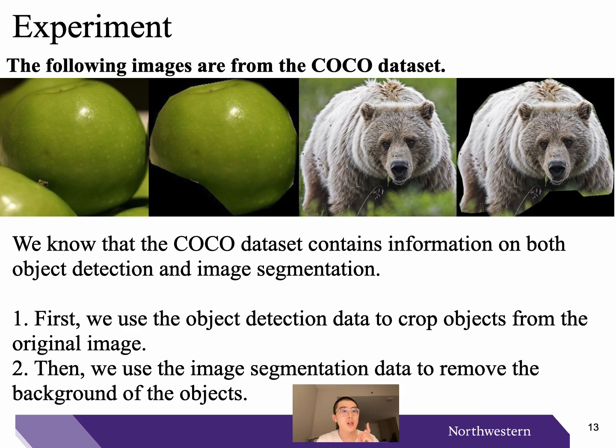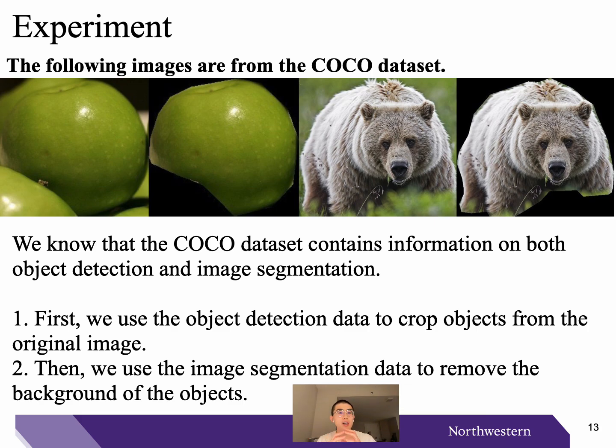So first, we use the object detection data to crop the objects from the original image, and then we use the segmentation data to remove the background of the object. We can see that the first image and the third image are the original images, and the second one and the fourth one have the background removed.